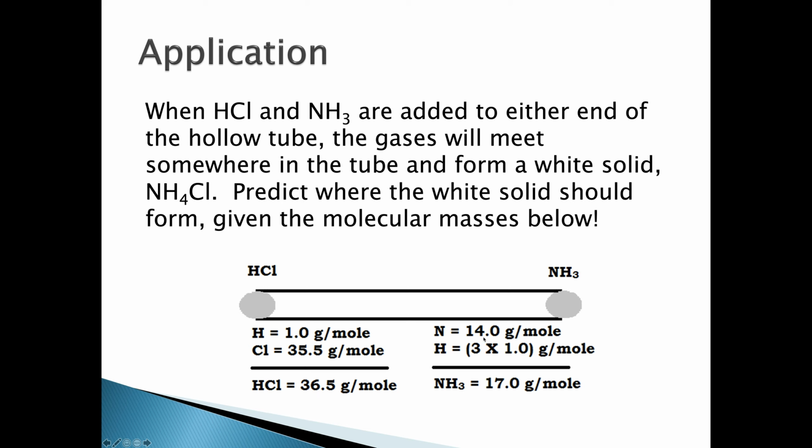Ammonia has 1 nitrogen, 14.0, 3 hydrogens at 1.0 each, which adds up to 17.0 grams per mole. That means ammonia is a little less than half as heavy as hydrogen chloride, which means it will be half as dense. So as a result, the ammonia should spread out faster than the hydrogen chloride. The ammonia will move really fast, the hydrogen chloride will move really slow, and the two of them should meet somewhere closer to hydrogen chloride and form this white solid.